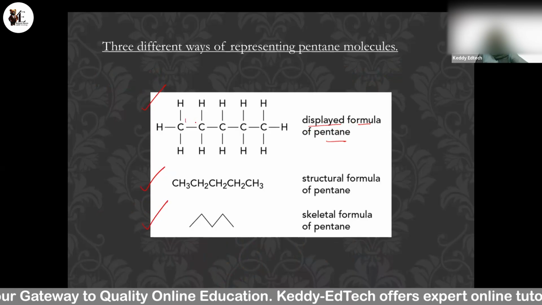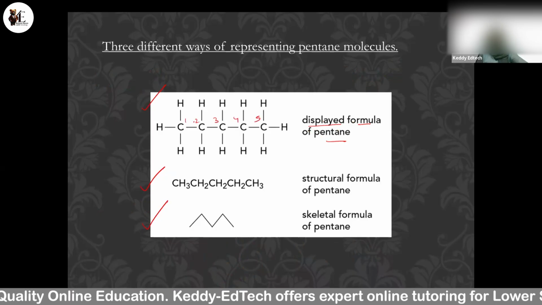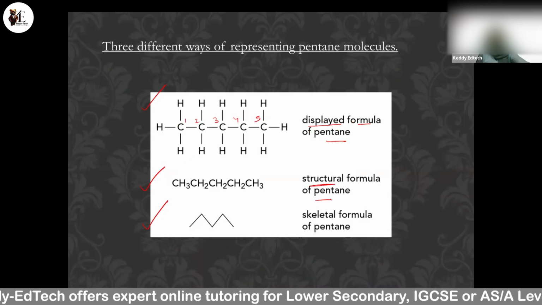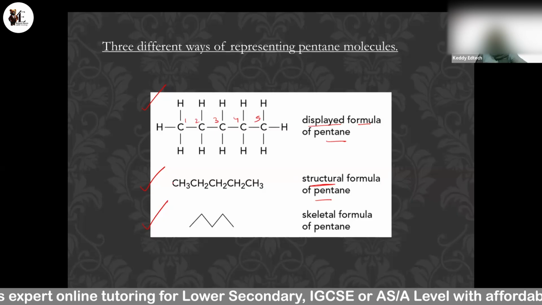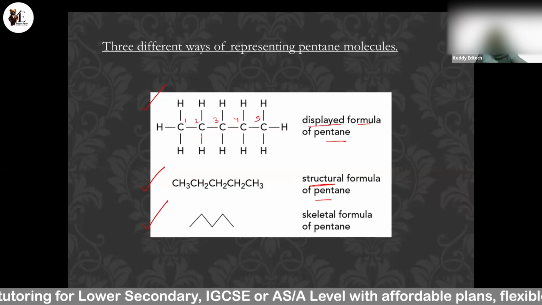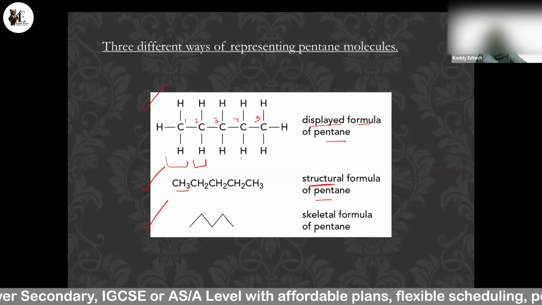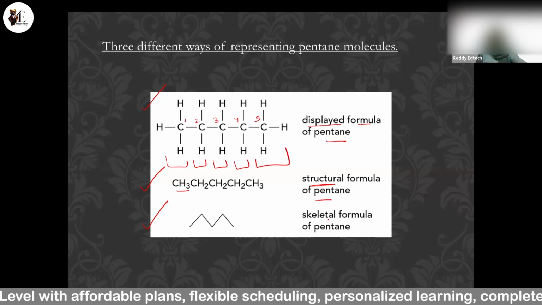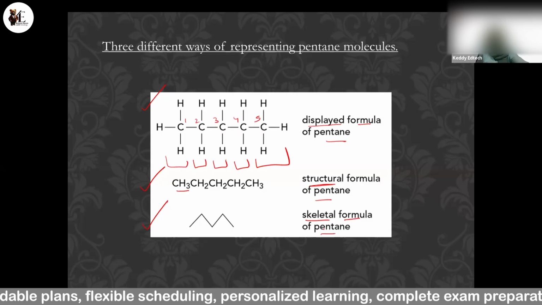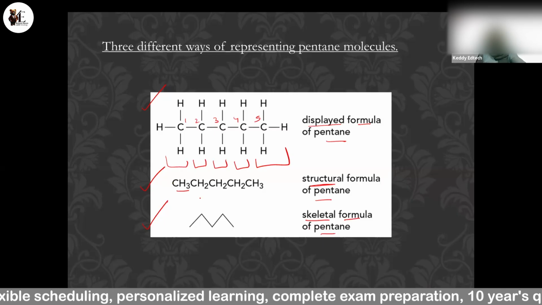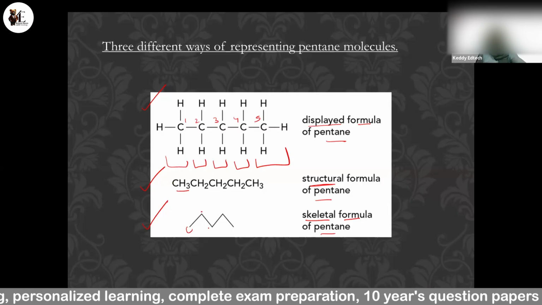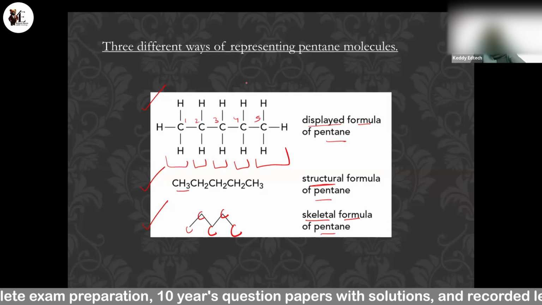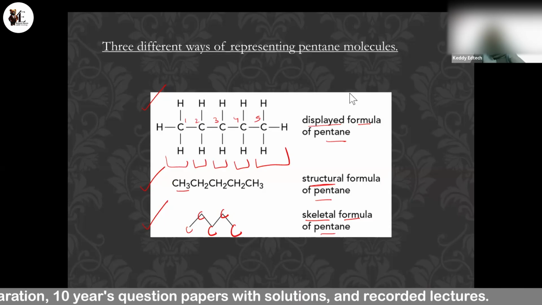So it is pentane. That means there should be 5 carbon atoms and then you have to satisfy the valency of carbon with hydrogens. For the structural formula of pentane, you do not have to represent the bonds, you just write down the atoms: CH3, CH2, CH2, CH2 and CH3. So this is my structural formula of pentane. In the skeletal formula, you do not show the C-H bonds, you show only C-C bonds: 1, 2, 3, 4 and 5. So these are the displayed formula, structural formula and skeletal formula of pentane. Is it clear?